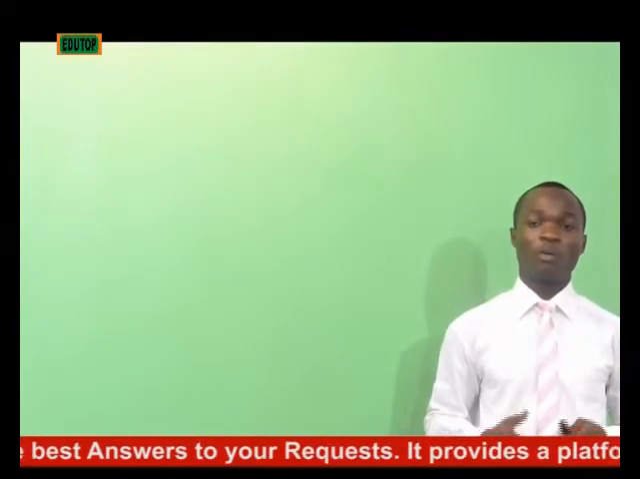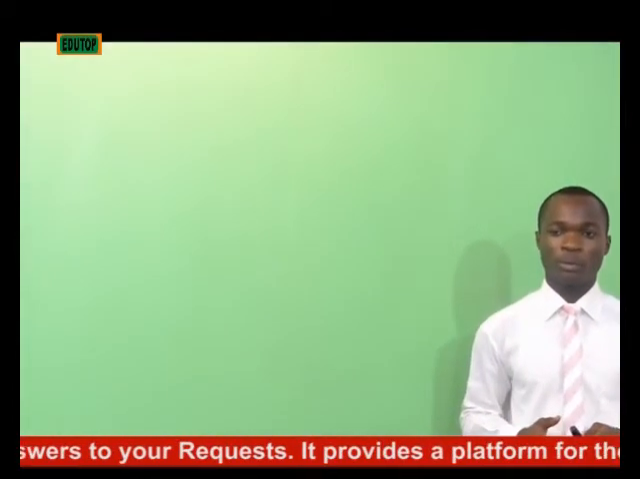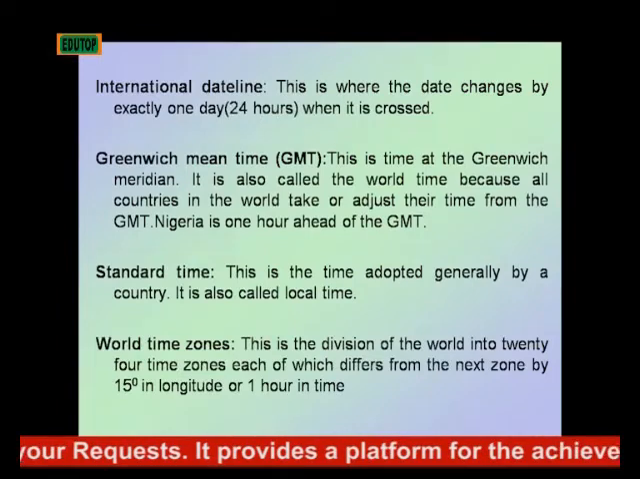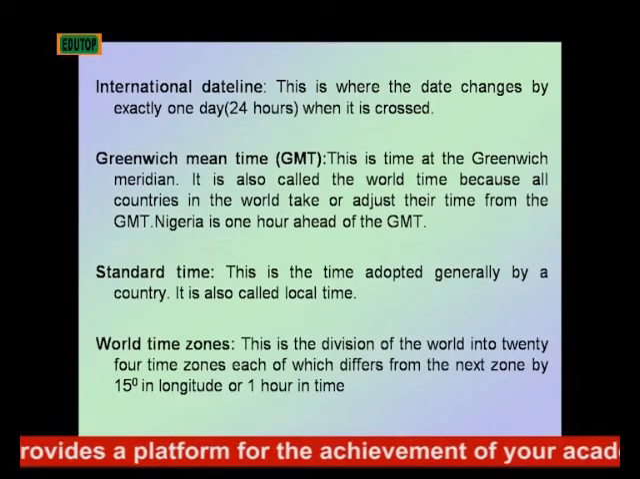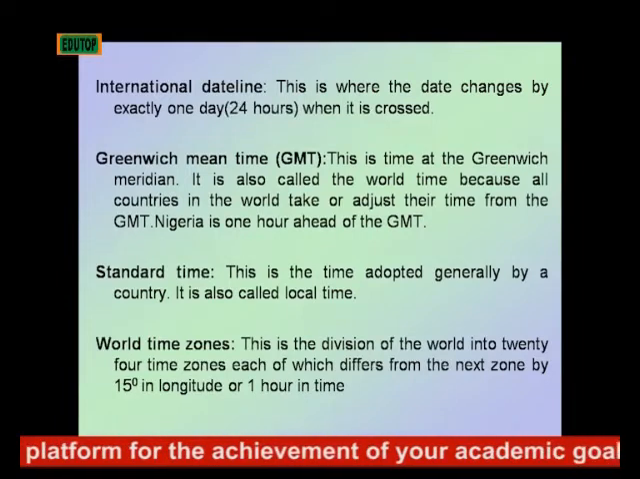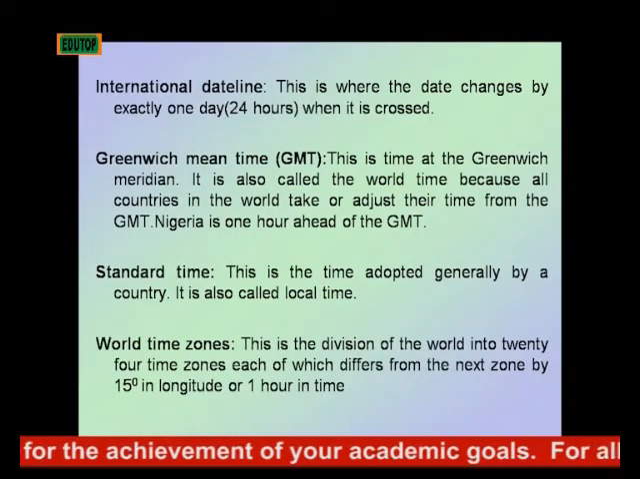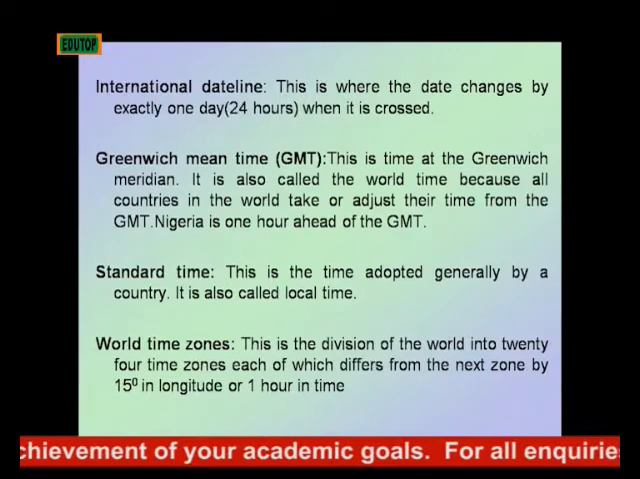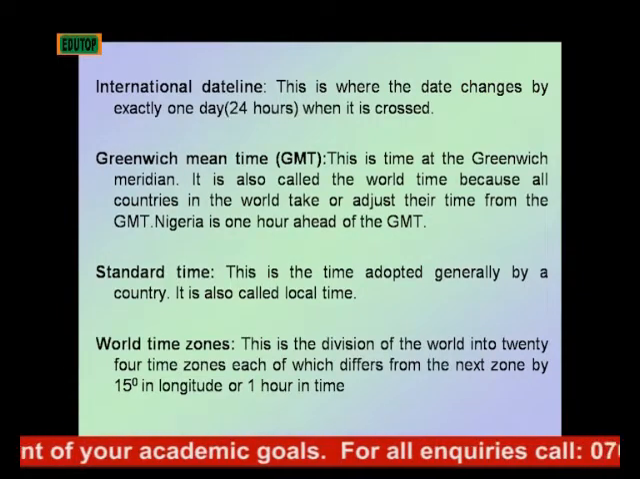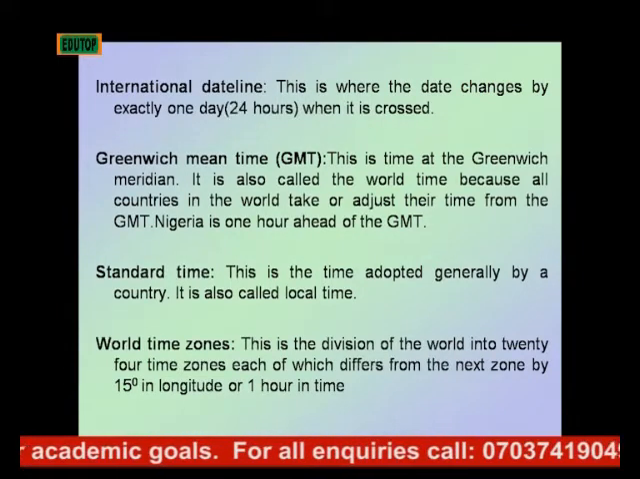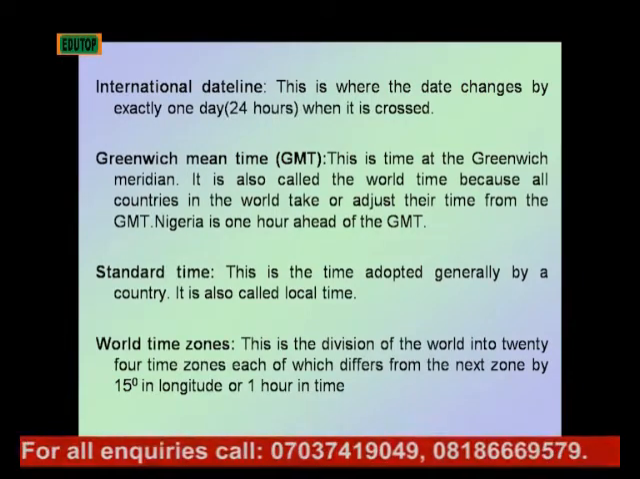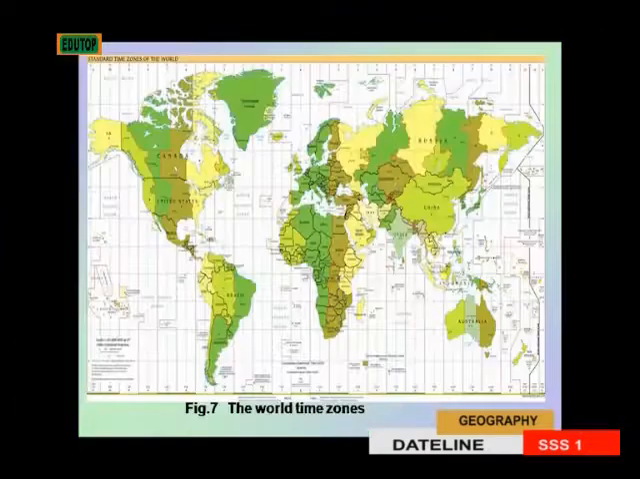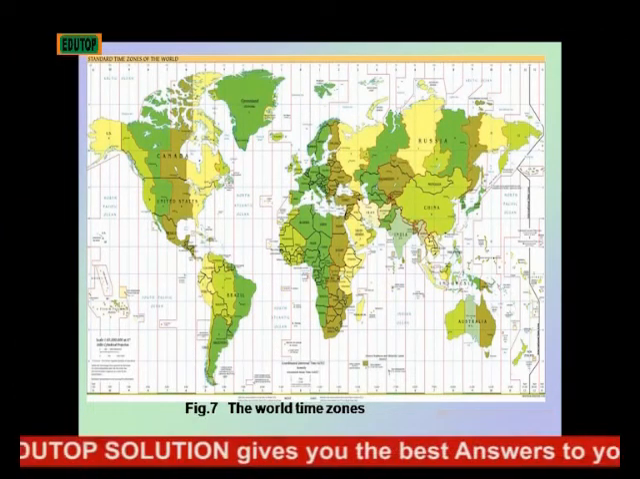Now, the world time zones. The world time zone is a division of the world into 24 time zones, and each zone differs from the next zone by 15 degrees in terms of longitude and 1 hour in terms of time. Now, look at this figure. This is what we call the world time zone.